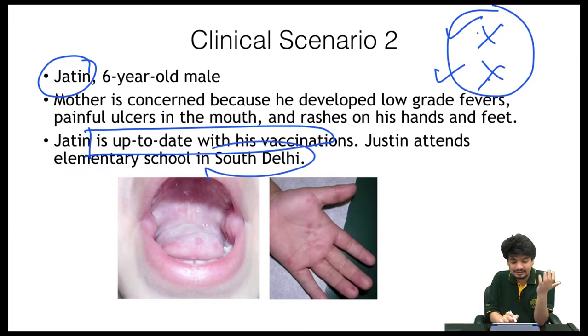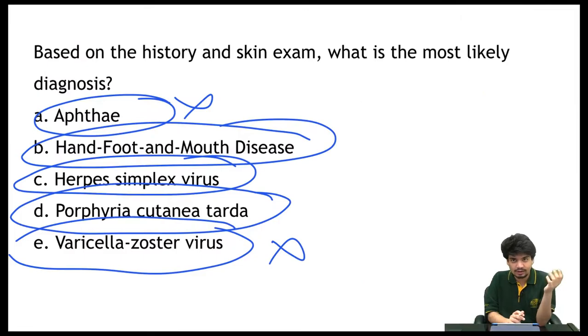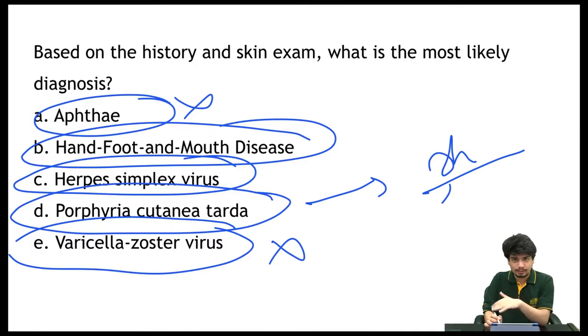Remember, he's staying in South Delhi. Now South Delhi is typically an affluent region. He's up to date with his vaccination. So you can rule out aphthous ulcers. Porphyria cutanea tarda will have a photosensitivity-like picture, which has not been particularly mentioned. So the option is very clear in this case. The answer is hand, foot and mouth disease.